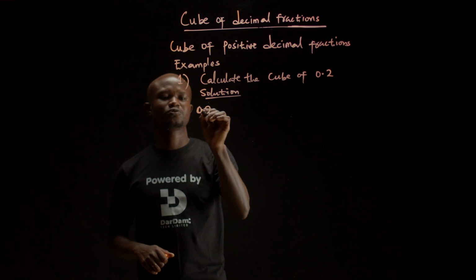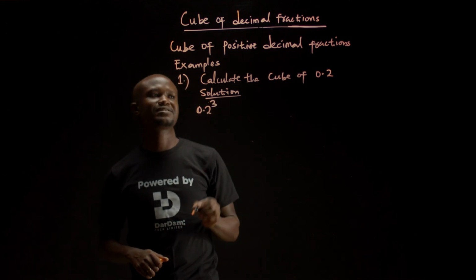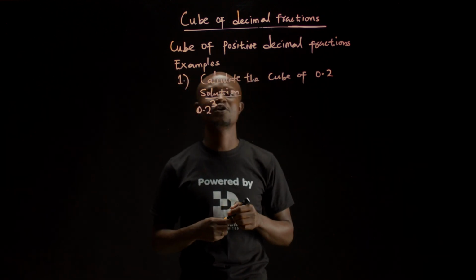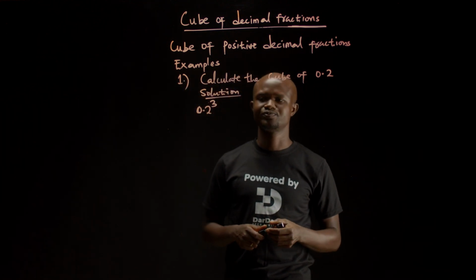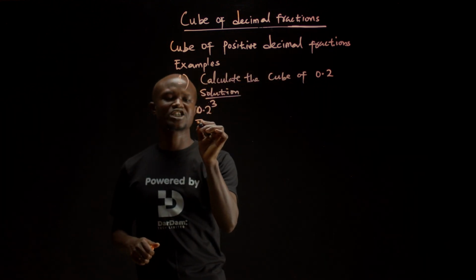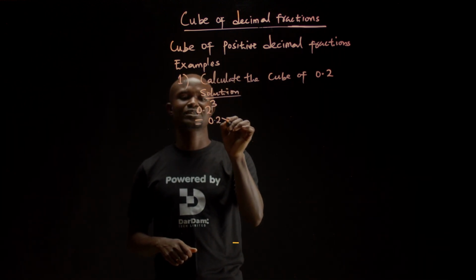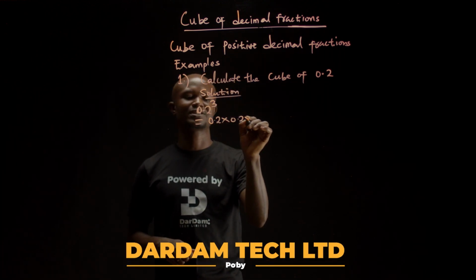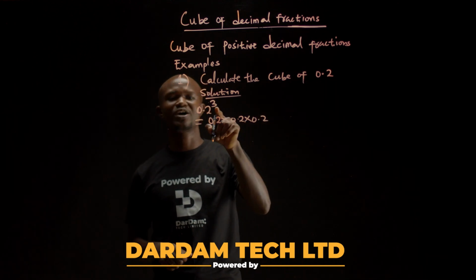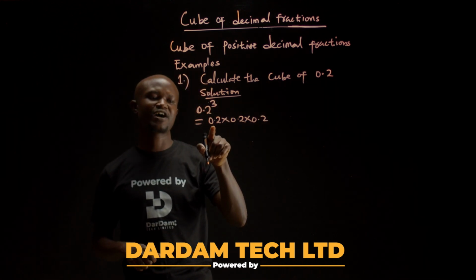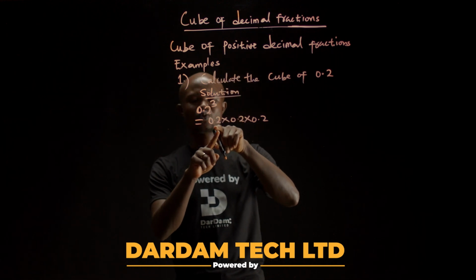0.2 raised to the power of 3 is the same thing as finding the cube of 0.2. Now, we can express this as 0.2 times 0.2 times 0.2. Since we have raised to the power of 3, then you have to express this 3 times. 1, 2, 3.